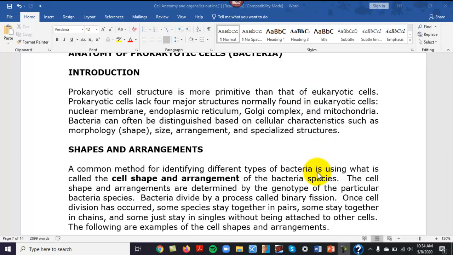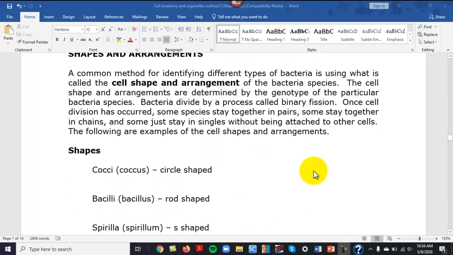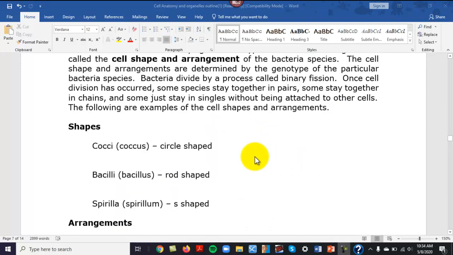Basically, one cell splits into two cells, and it depends on what species. Some can divide every 20 minutes, some an hour, some an hour and a half. Fungus, a little slower. But what happens with bacteria, there are three basic shapes.